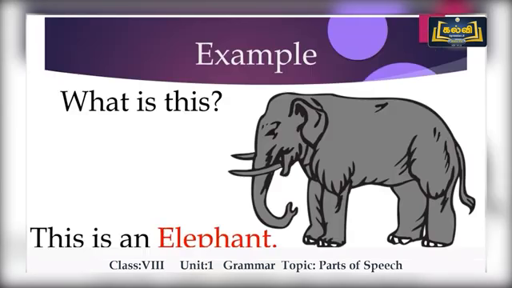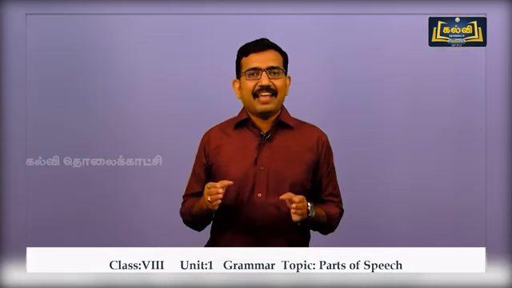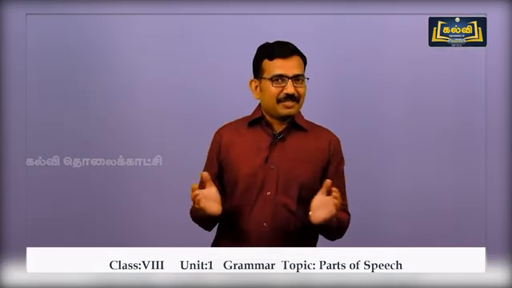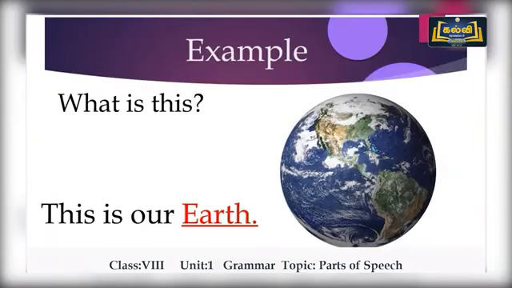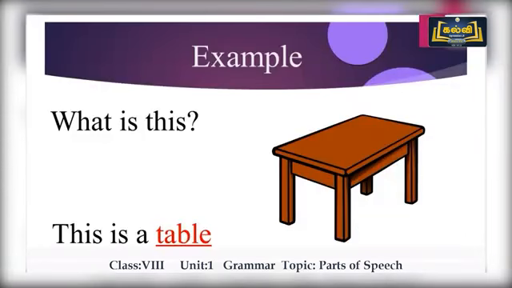So look at this animal. This is very big. Do you know what this is? Yes, you're right. This is an elephant. So look at this picture. What is this? This is our earth. So earth is the noun here. Okay, look at this image. Can you tell me what this is? Yes, you're right. This is a table.